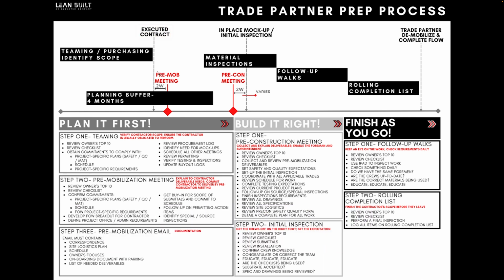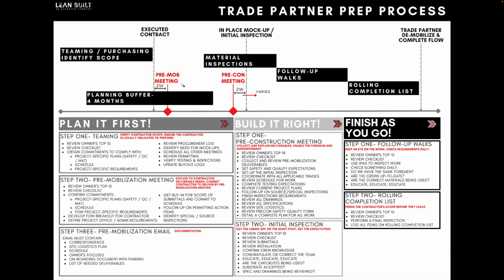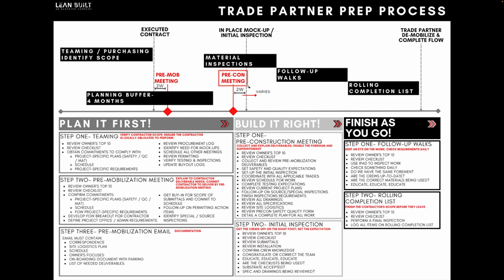One of the things that we do once we have an executed contract is called the pre-mobilization meetings. That's within 2 weeks of having an executed contract. And basically what I'm attempting to do there is make sure that the window of time between the pre-mob and the pre-con, that's the time for the trade partner to prepare submittals, RFIs, get any of the needed documentation done for the pre-con meeting.